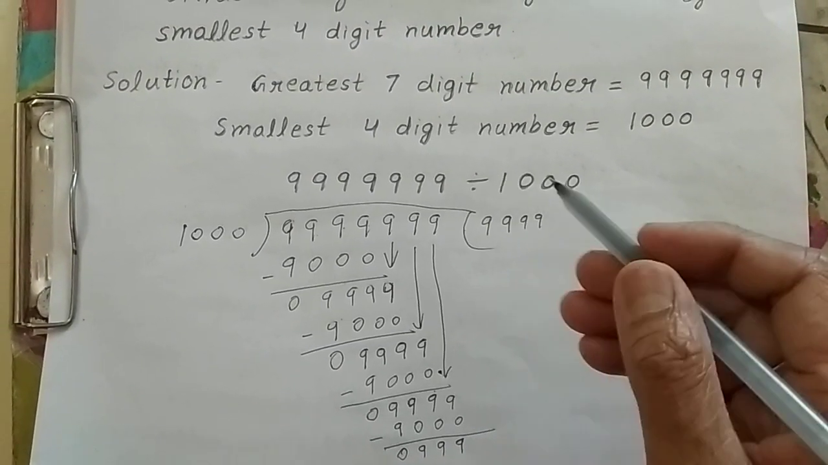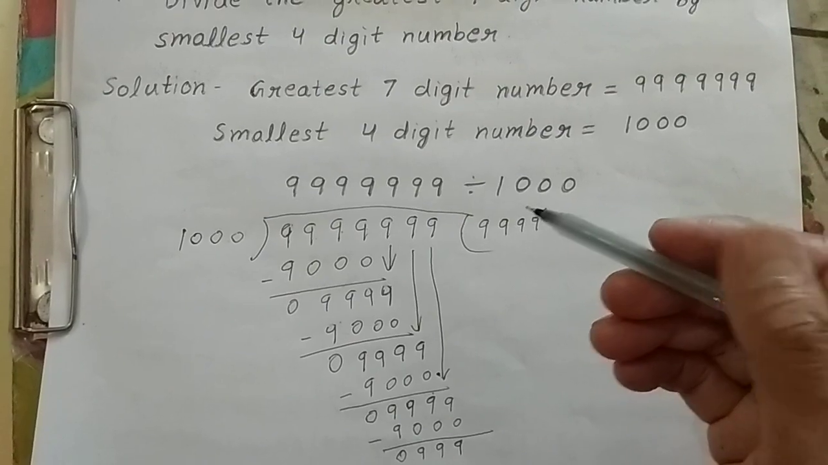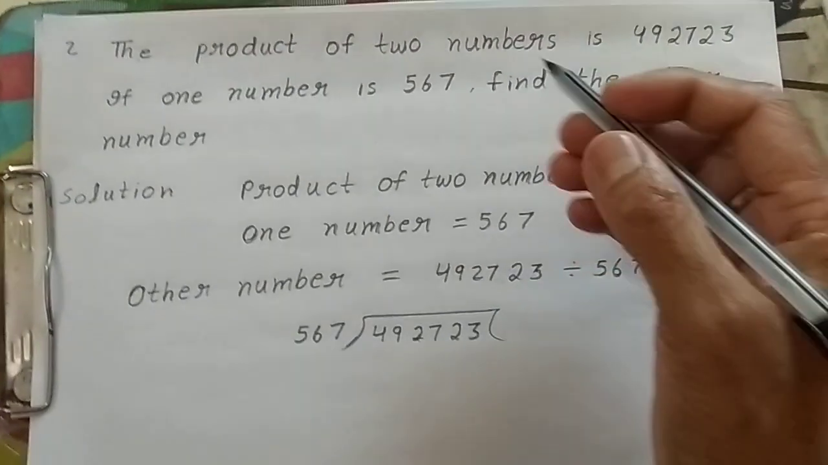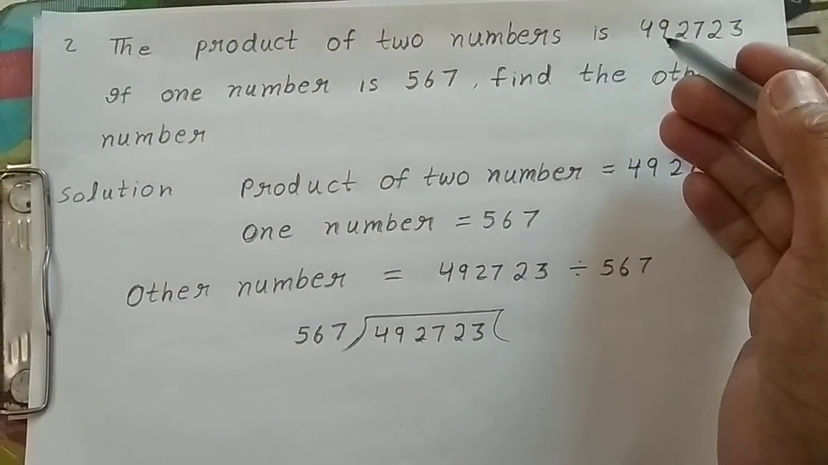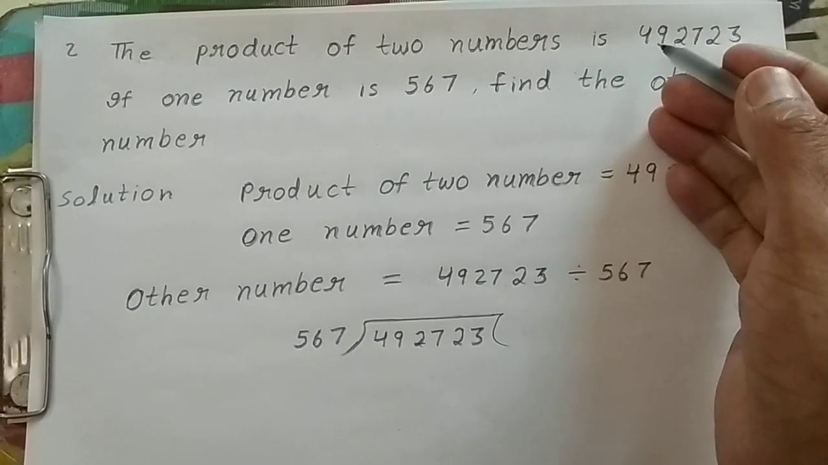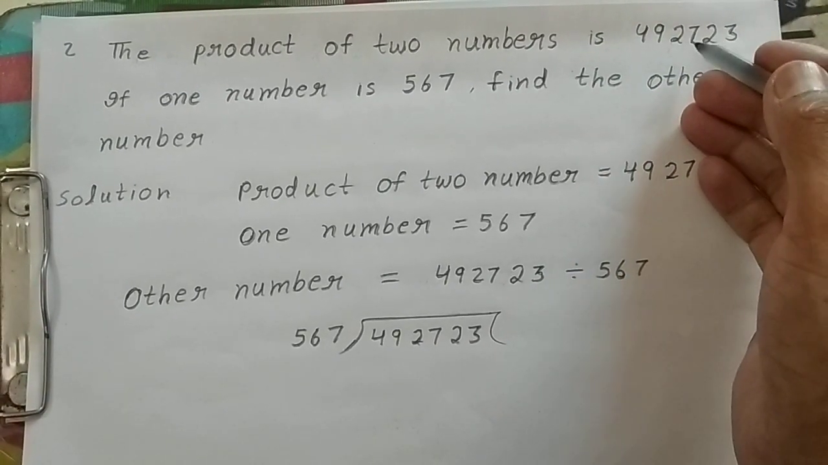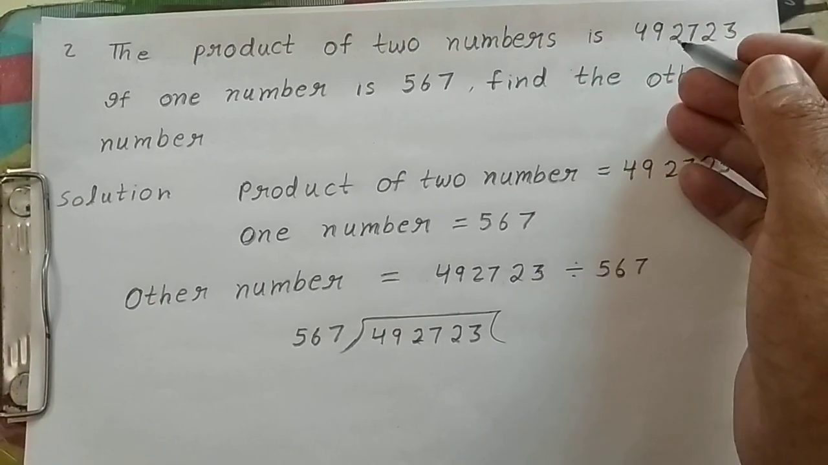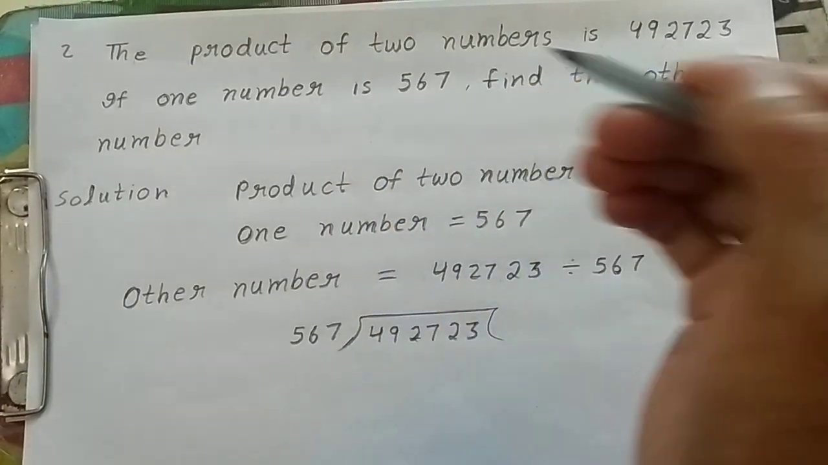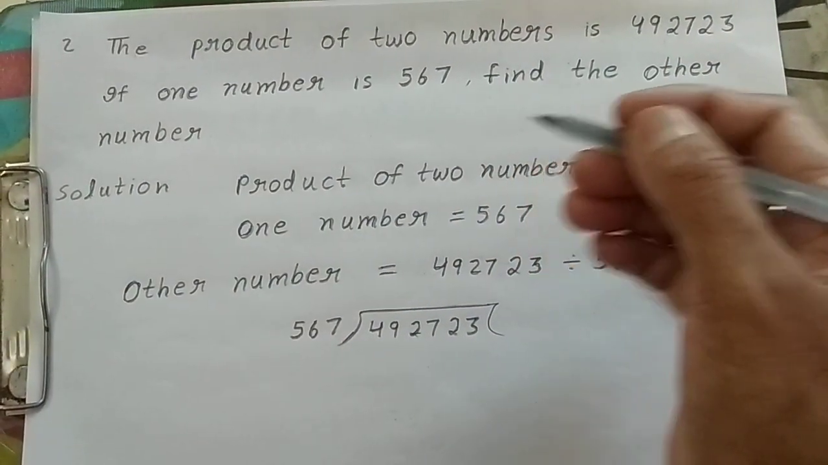So I have explained the property also, how to solve. Now see another question. The product of two numbers is 4 lakh 92,723. If one number is 567, find the other number.